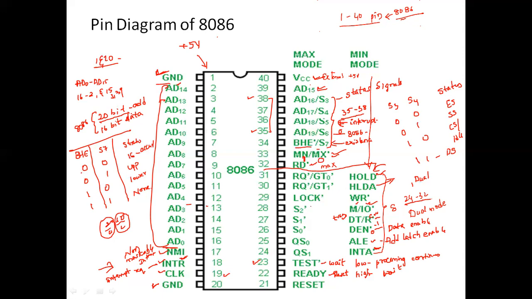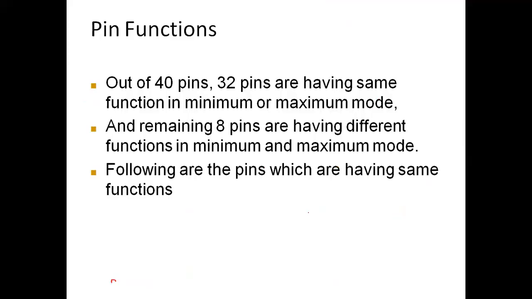Here are three pins, the minimum mode, maximum mode pins: S0, S1 and S2. There is a table for these three pins. What the table shows is the pins and the status of those pins, so I am going to draw this table over here: S0, S1 and S2, and what is the status.